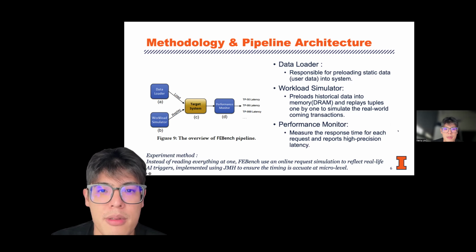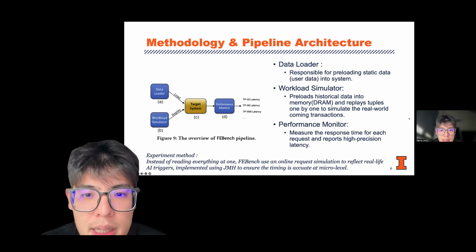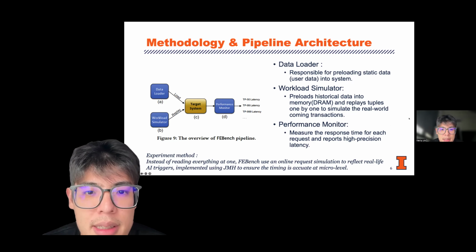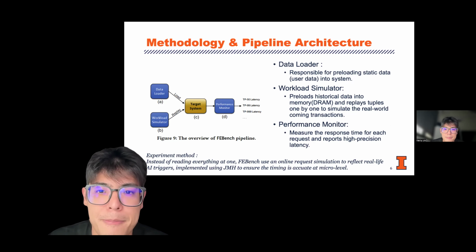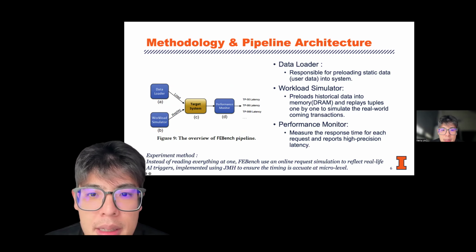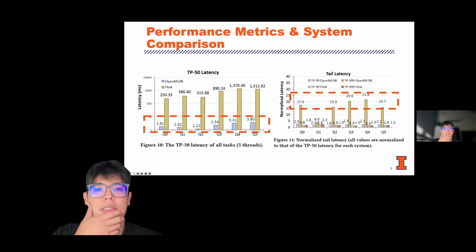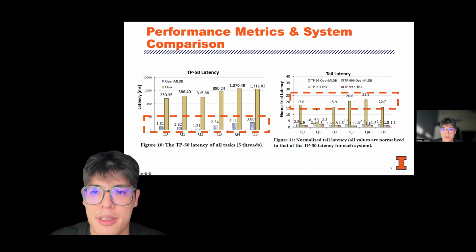Then there's a performance monitor. It measures the response time for each request, and it takes a look at the latency. So this is how the paper measures things.